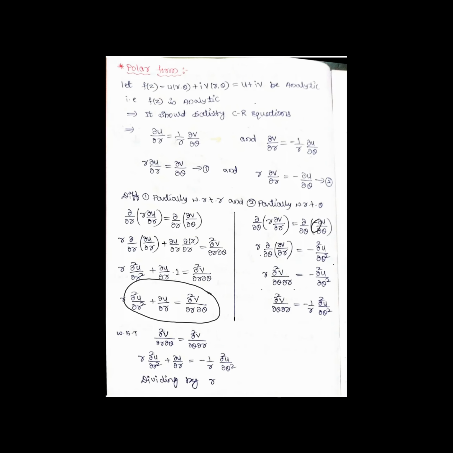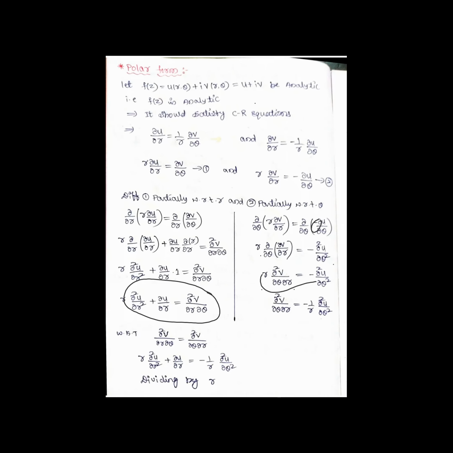dou square u by dou theta square. Therefore, R dou square v by dou theta dou R is equal to minus dou square u by dou theta square. So the mixed derivative only I'll keep here. This is equal to minus 1 by R dou square u by dou theta square.